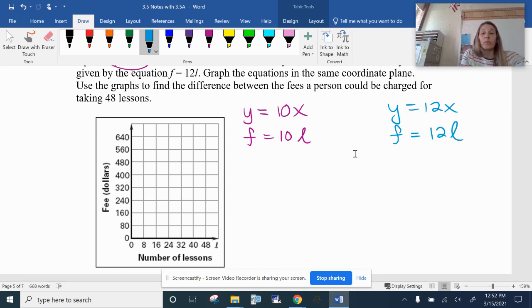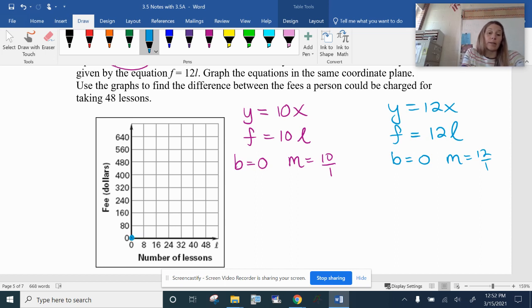So again, right here, my b value or my y-intercept would be 0, and my slope would be 10 or 10 over 1. For the other equation, my b value would also be 0, but this time my slope would be 12 over 1. Now again, it's easy to plot the y-intercept, right? They're both going to be at 0, 0. But the problem is now I have to do my slope, and I'd have to go up 10 over 1. Now going up 10, I might be able to estimate, but then I'm going over 1. It's going to be very difficult to graph that.